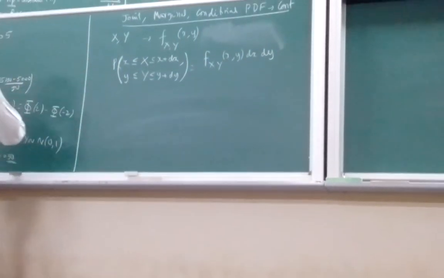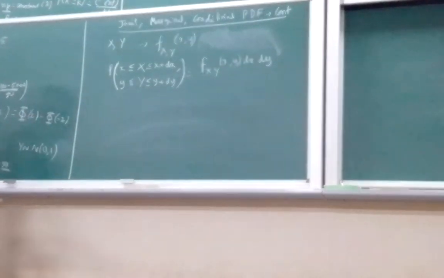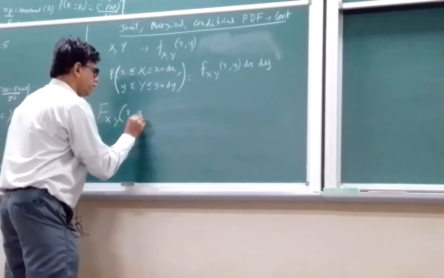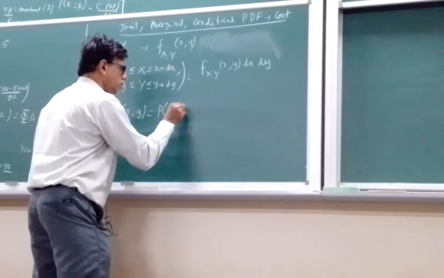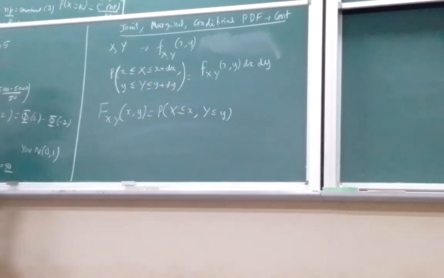So this is what we mean by the joint probability density function of two random variables x and y, and the corresponding CDF.